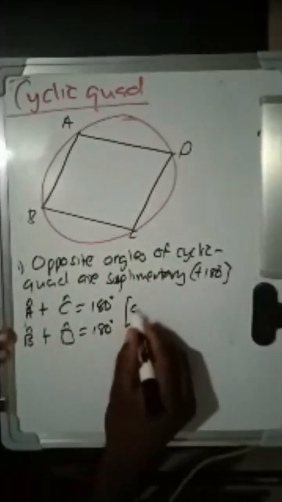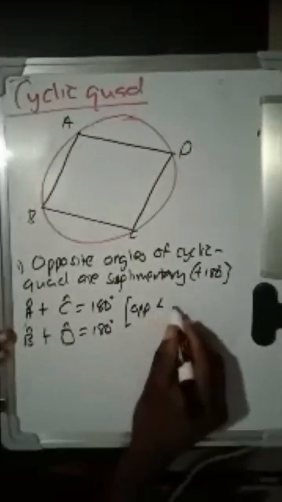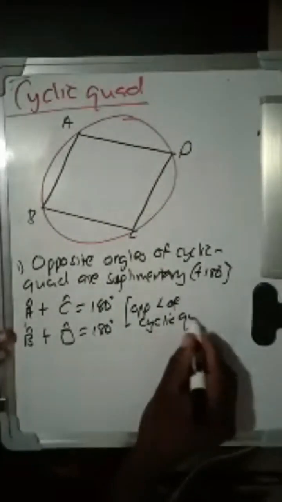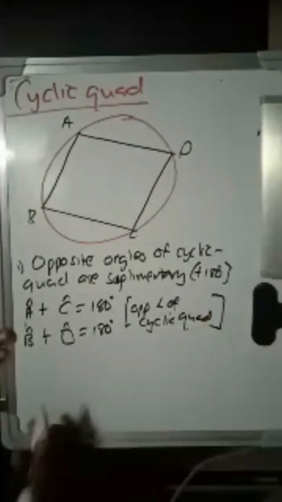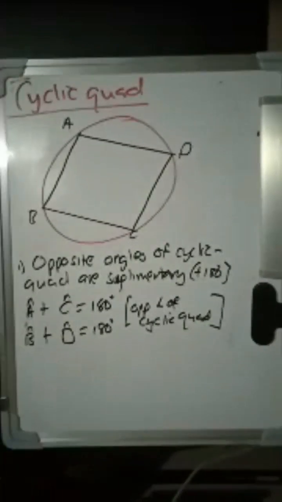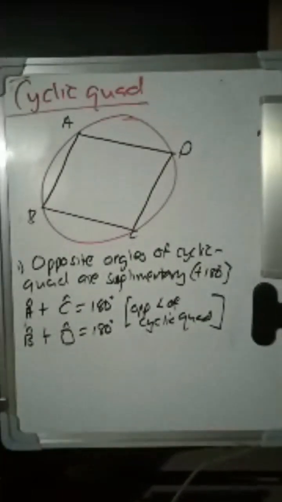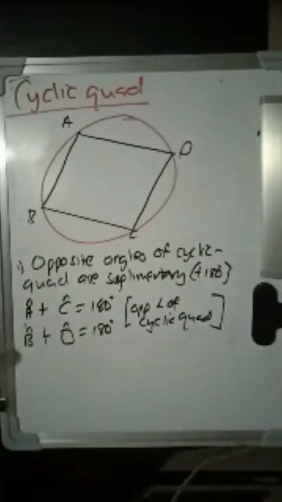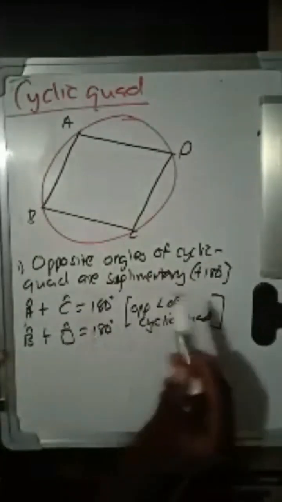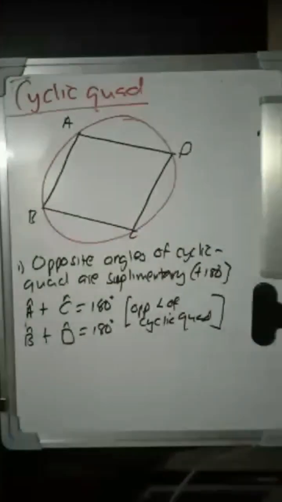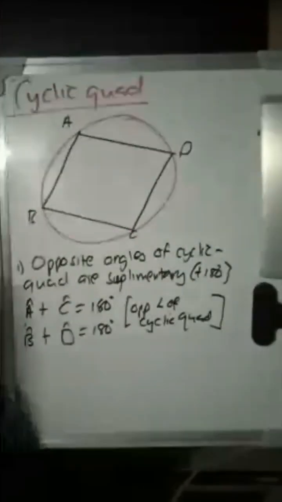Then what is the reason? Opposite angles of a cyclic quad add up to 180 degrees. Okay? That is the first one. The opposite angles of a cyclic quad add up to 180 degrees. So opposite angles of a cyclic quad are supplementary, meaning to say they add up to 180 degrees. Okay? Now, number two.